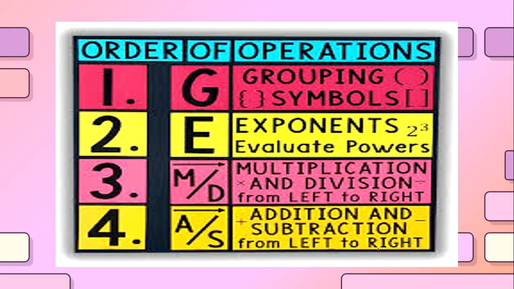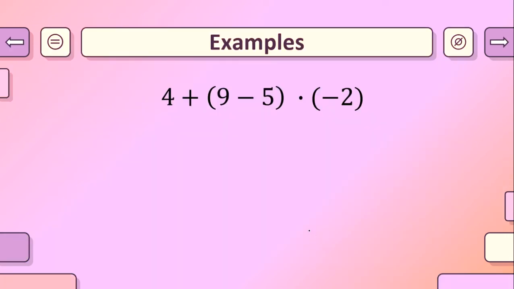Next is A and S, or addition and subtraction. Same way with M and D, they are of the same level, so whichever comes first from left to right. If you see subtraction first before the addition, you have to simplify it first. You do not skip to addition and then subtraction, because they are of the same level. Alright, so let's now have our examples.